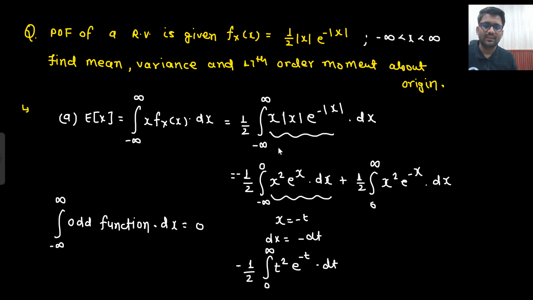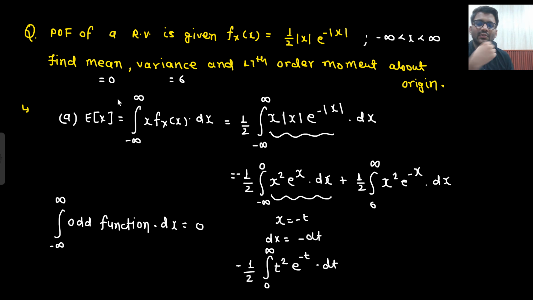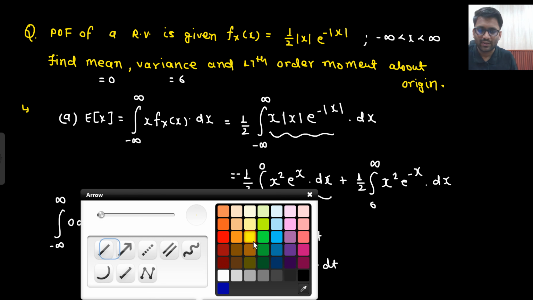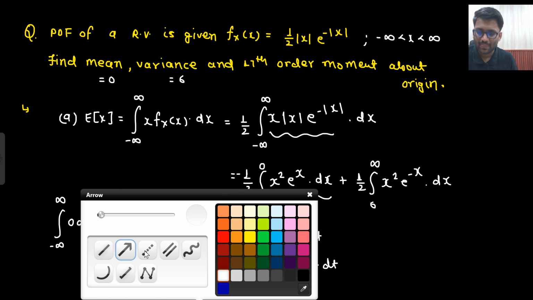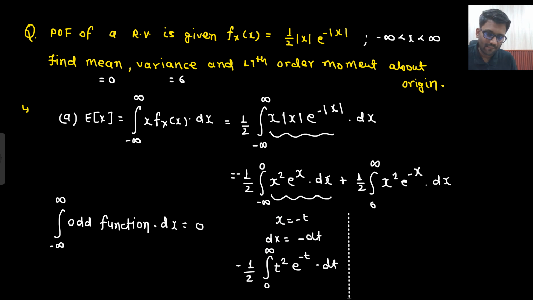So variance is 6. What was the mean? 0. What do you think? What will be the answer of this one? 17th order moment about origin. Do we have the page? No, we don't have the page. So 17th order moment about the origin. What you need to find? So let's do it here. It is very simple actually. Moment about origin and 17th order.